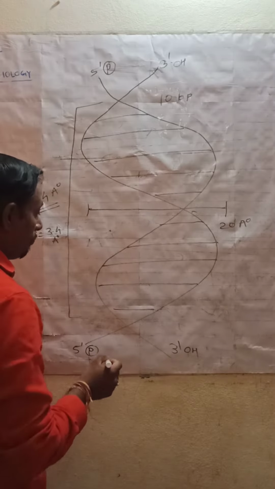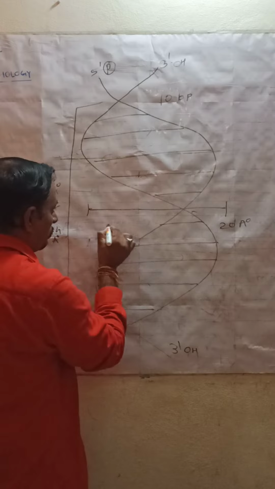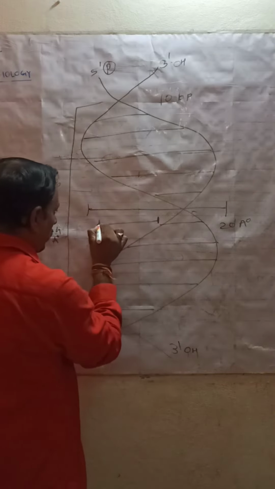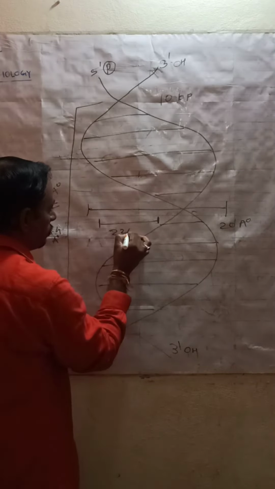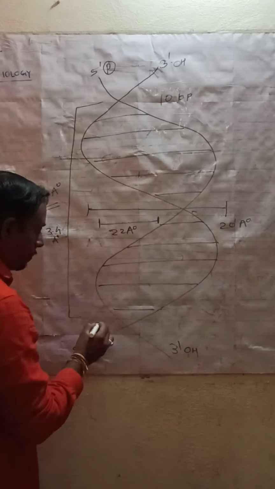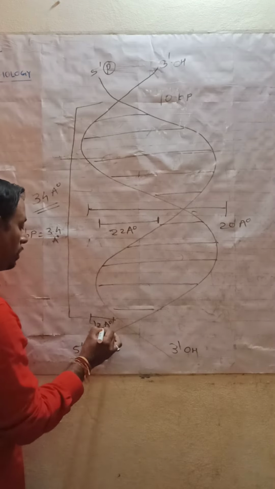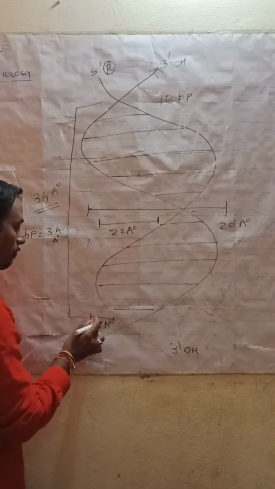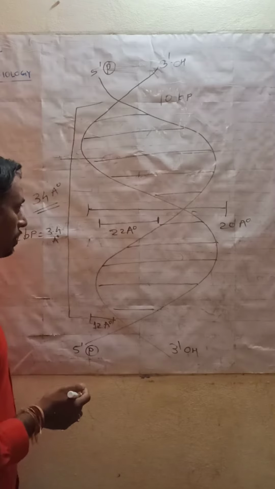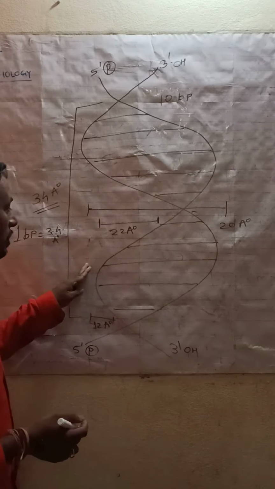Now there are major and minor grooves. This groove is the major one. The major groove is approximately 22 angstrom in depth, and the minor groove is 12 angstrom in depth. So this is the double helical structure of DNA.